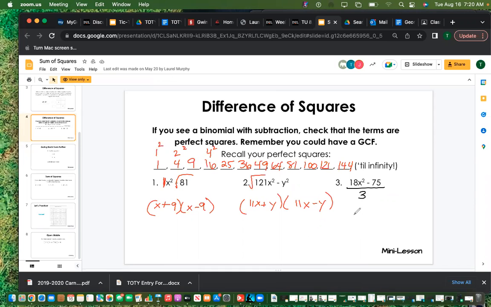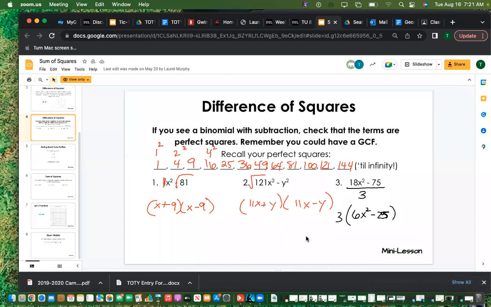18 divided by 3 is what? Okay. What about 75? Can we break these down anymore? Can we take the square root of either one of these? Which one? Can we take the square root of 6? Is it going to give us a perfect, or is it going to give us a whole number? Okay.